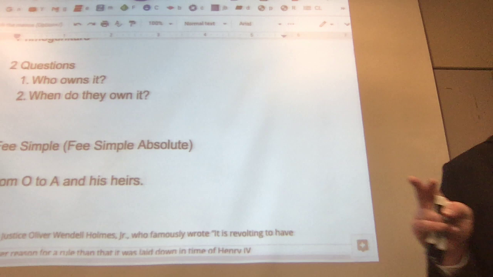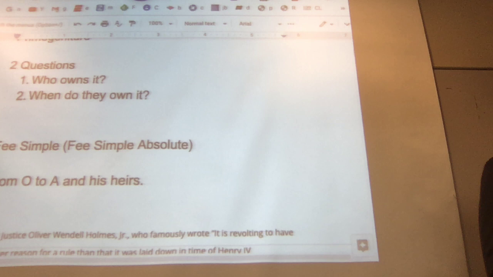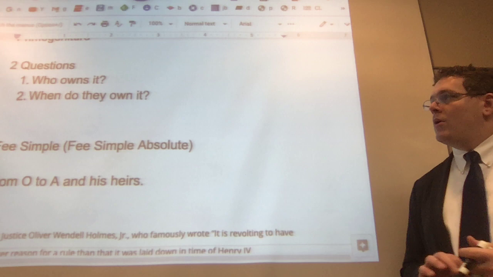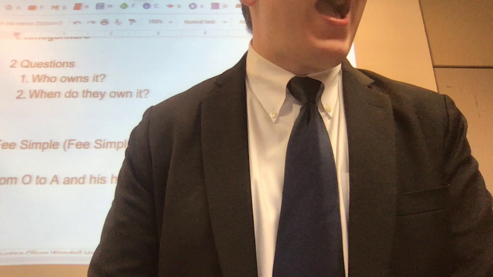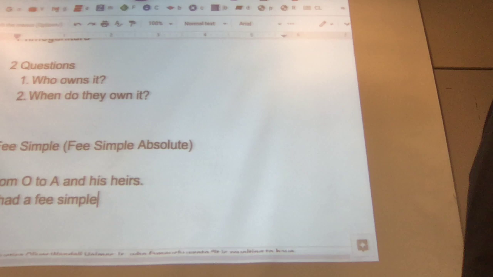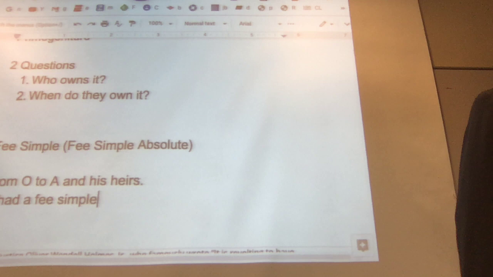All right, so we'll walk through this one word at a time. O, who's O? Owner, I prefer original. O is the original grantor, the original owner. At the outset of this equation, O had a fee simple. I didn't tell you that, but you have to understand that. You have to infer that. When I write from O, that means O has a fee simple.